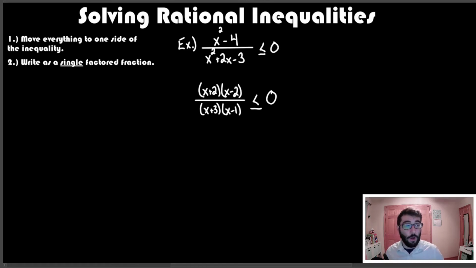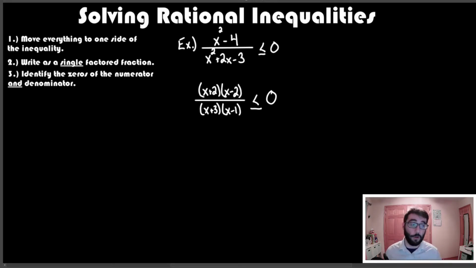Now, from there, we need to identify the zeros of the numerator and the denominator. So I'm basically going to set every single factor in a numerator and denominator that has a variable in it equal to 0 and solve for x. So that would end up getting us x can be 2 or negative 2 from our numerator, and x can be negative 3 and 1 from our denominator.